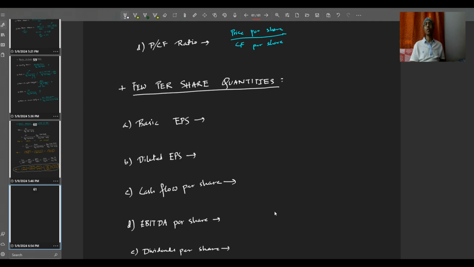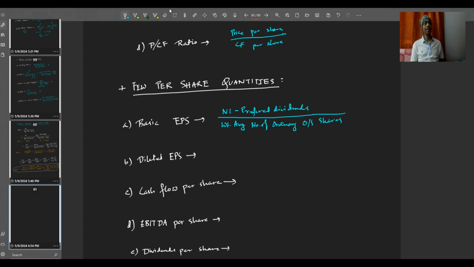Now we have used a few terms which are basically per share quantities, right? We are going to break them down in this segment. So first we talk about basic EPS. Basic EPS is net income minus preferred dividends divided by the weighted average number of ordinary outstanding shares. So this is the EPS when none of the potentially convertible securities are converted to equity.